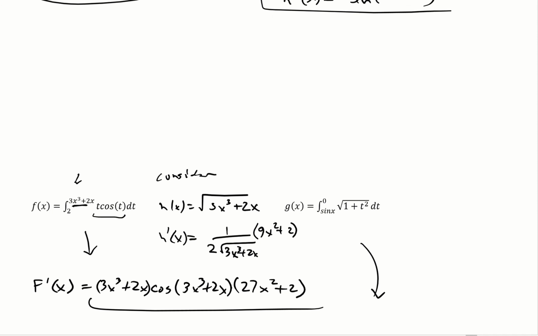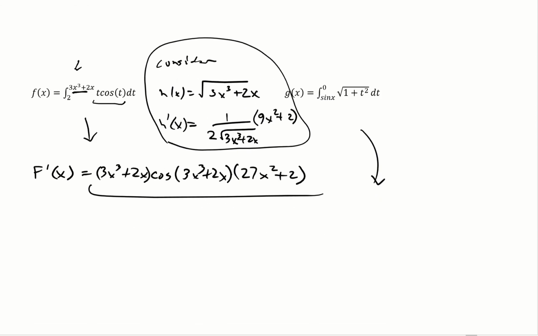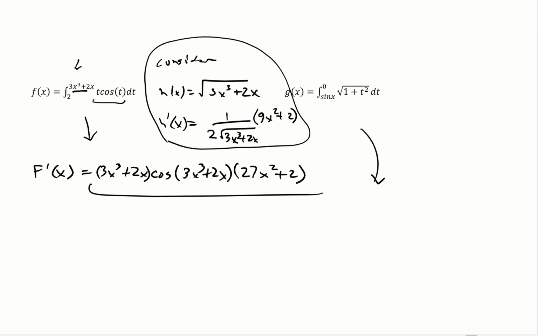So it's the same thing that we do here, right? We derive the outer function, apply the inner function to it, and then multiply by the derivative of the inner function. Same story.